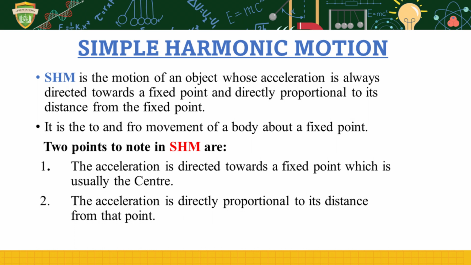The acceleration is always proportional to the distance from that fixed point. Now, it is also the to and fro movement of a body from a fixed point. There are 2 points to note in simple harmonic motion. Number one is the acceleration, which is always directed towards a fixed point, which is usually the center of motion. And then the acceleration is directly proportional to the distance from that point. So these are the 2 basic points that you need to know in simple harmonic motion.